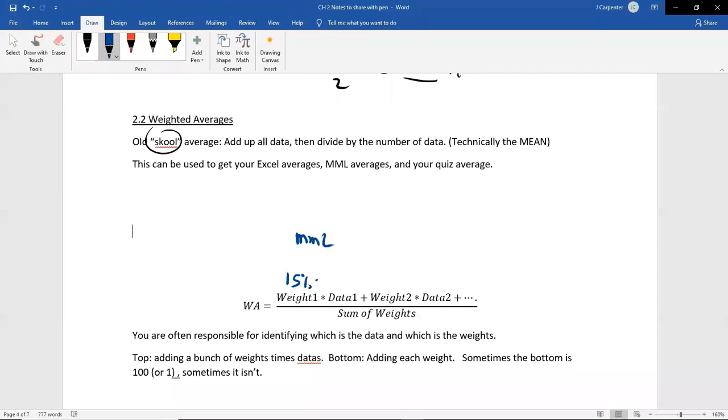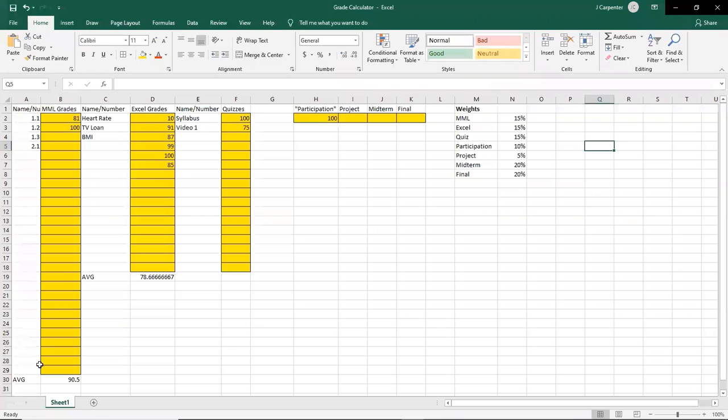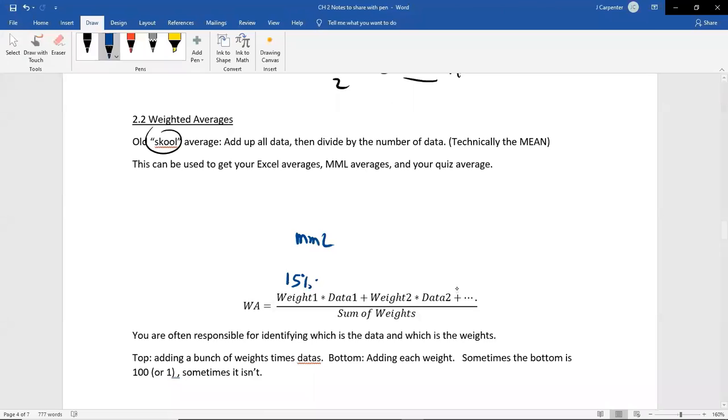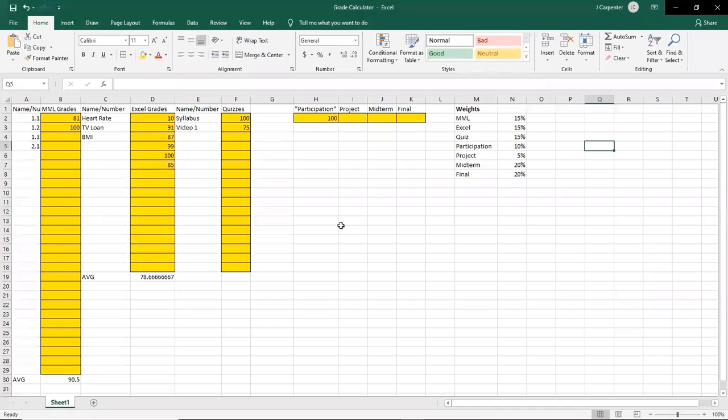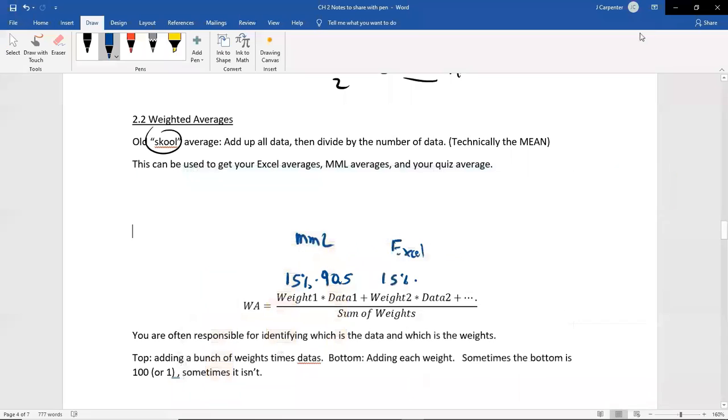So right now, looking back at that Excel file, my Math Lab average was a 95. So then I could do a times 90.5. And then weight 2, this could be the Excel bit. So you would have your 15% times whatever grade you had for your Excel average, which was this 78.7, we'll round it. So 78.7. And then plus, and then you'd have the quiz section, then the participation, midterm, final, project, all that different stuff for your grade in this course. So it's how much it's valued at times what you actually earned for that section.